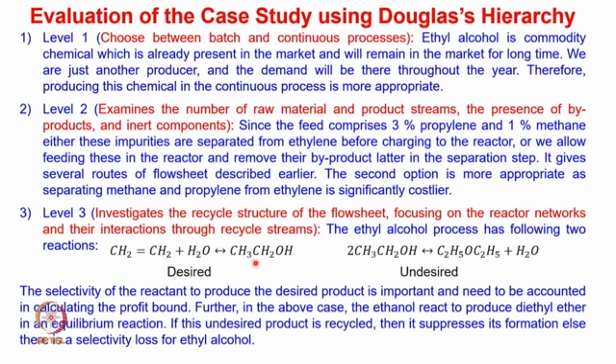So this type of options we can get directly in the level 3. So with this recycling of the diethyl ether, there will not be any selectivity loss in order to produce the ethanol.